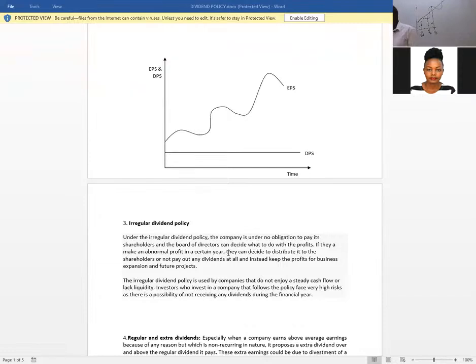Ladies and gentlemen, the irregular dividend policy is used by companies that do not enjoy a steady cash flow or lack liquidity. Investors who invest in a company that follows the policy may face, in this case, a possibility of not receiving any dividends during the financial year.